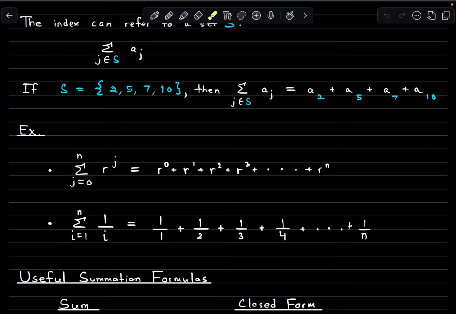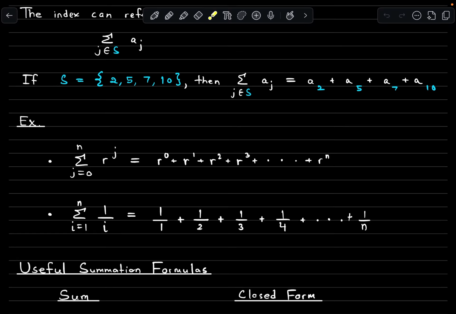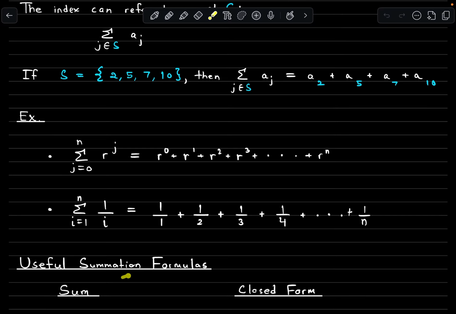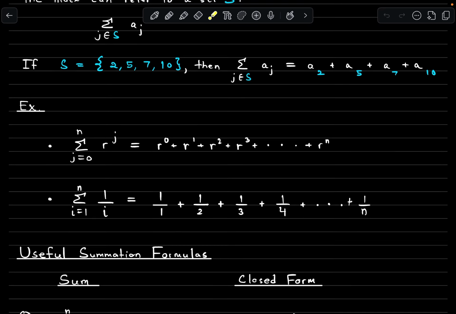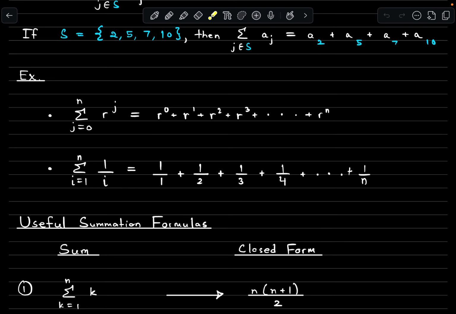Now here we're going to talk about some useful summation formulas that you might see over and over again. And it's going to be a sum and its closed form. So just like we can represent sequences with some sort of closed formula, we can do the same thing for summations, right? We don't have to actually sit there and add up all these terms. There's going to be some sort of nice pattern often that comes out of this.